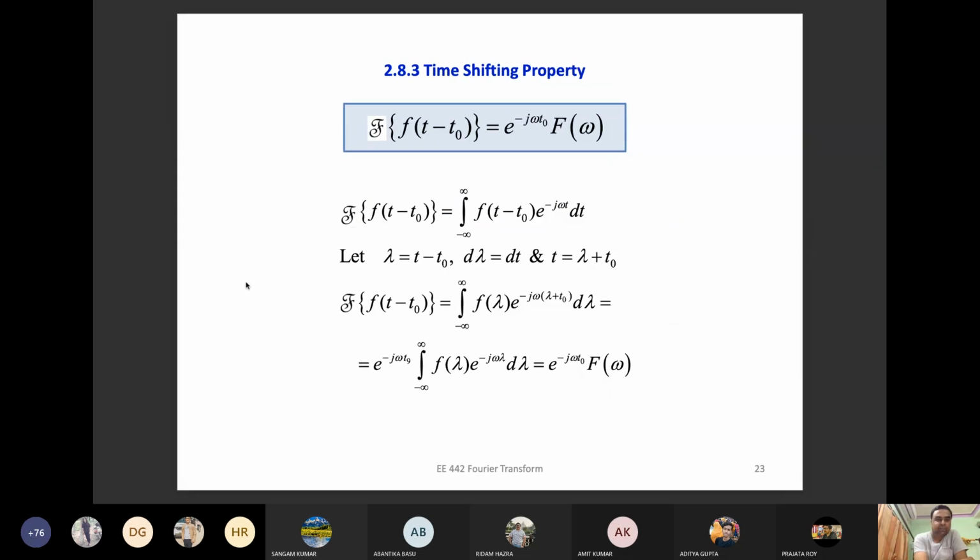Time shifting property: the Fourier transform of f(t minus t0) equals e to the power minus j omega t0 times F(omega). Prove this one.